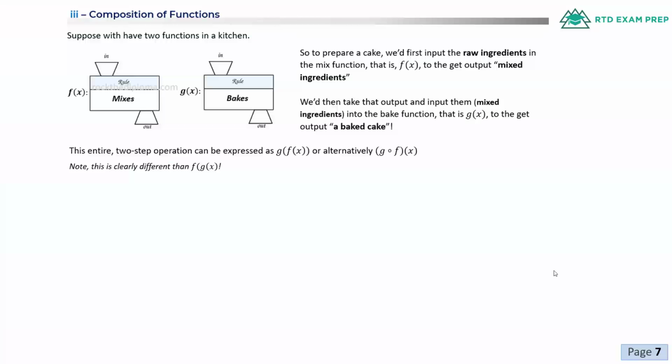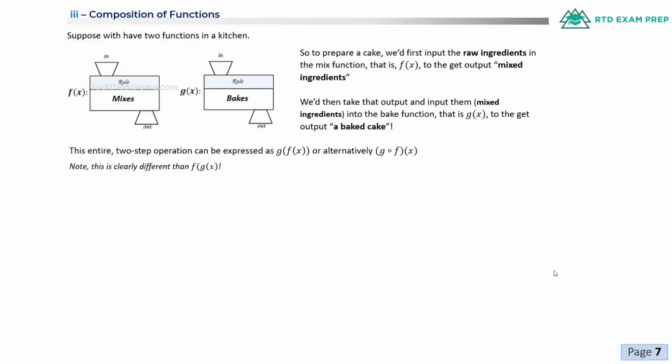A composition of functions refers to putting one function into another function. So here we're not combining through addition or multiplication, but rather we are using the output of one function to be the input of the next. This will be things like g of f of x or f of g of x, and the order makes a big difference. Our example here is, imagine we're preparing a cake.